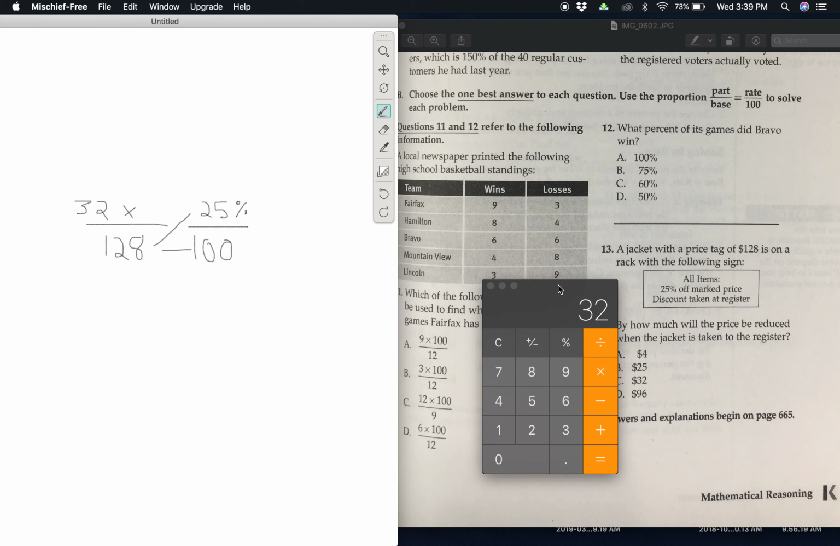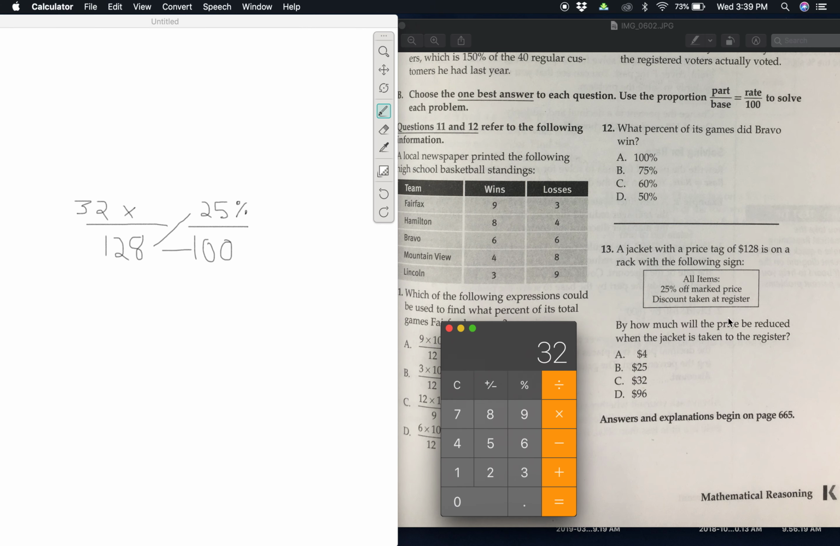So the question is, by how much will the price be reduced when the jacket is taken to the register? Well, it'll be reduced by $32. Okay, so that's your answer right over yonder. Just want to make sure that's it. Yeah, and I think that's it, guys.